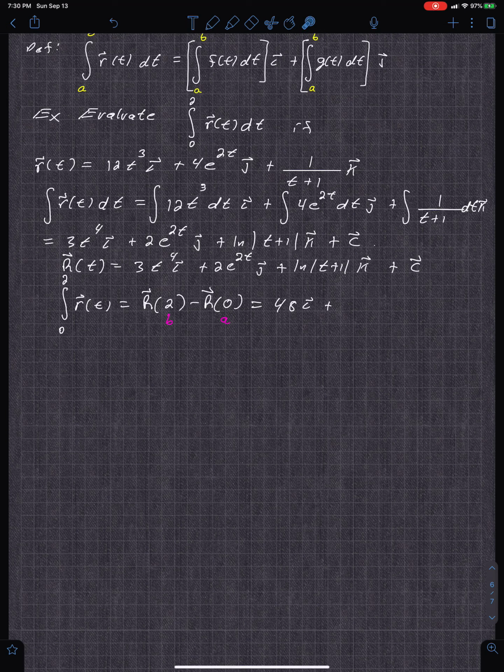Oh, and remember the c cancels. This is going way back, I guess. Your c's cancel. You'll subtract and then they're gone. Okay, just to remind you of that. Then you get 2e to the fourth minus 2j plus ln 3k.